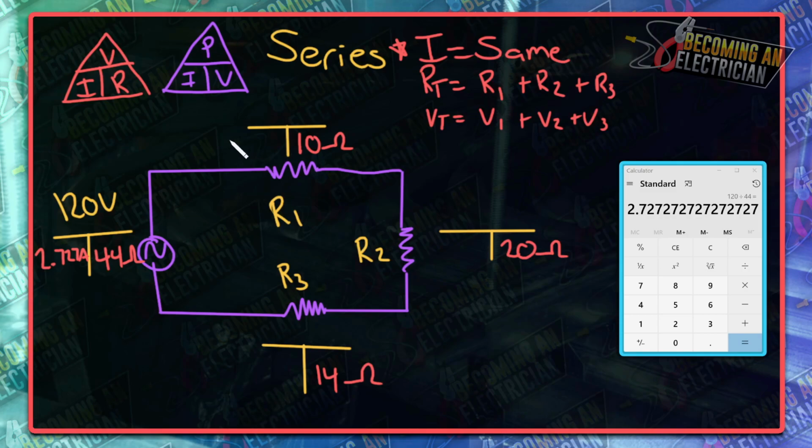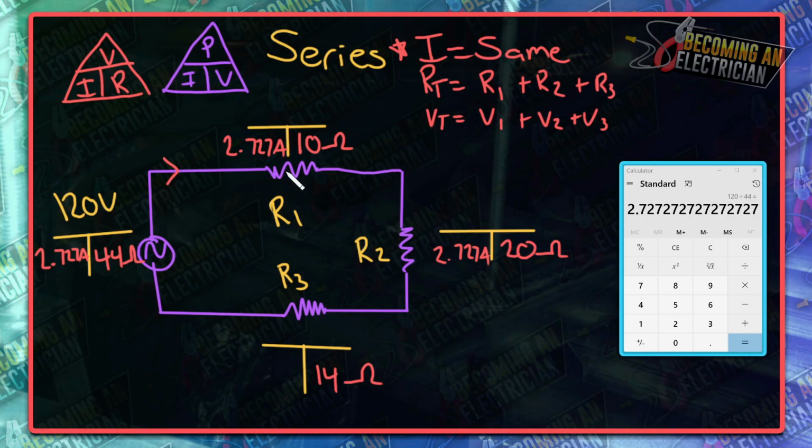And so what that's going to do is now we're going to have 2.727 amps, okay? Because remember, as soon as you find out current, it's always the same, right? So right here, as soon as we know that, it doesn't matter if we find out current here or here or here, there is only one path for our current to go in this circuit, right?